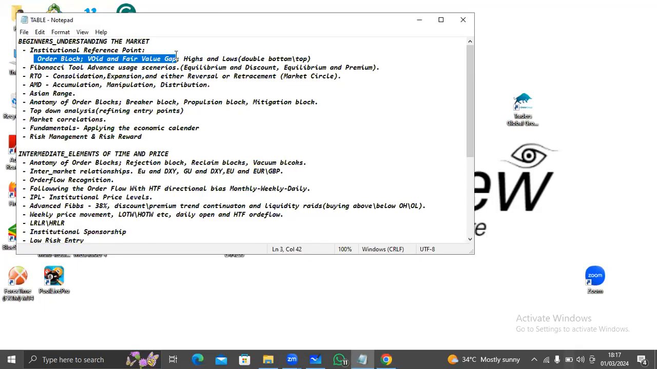And now, what we'll be talking about today will be the highs and lows, the double bottom or double top. This is literally what we call the liquidity in the market, and it is among the three key institutional reference points. So we're just going to dive into this. It's not much. As we move forward, we're going to keep talking about this.